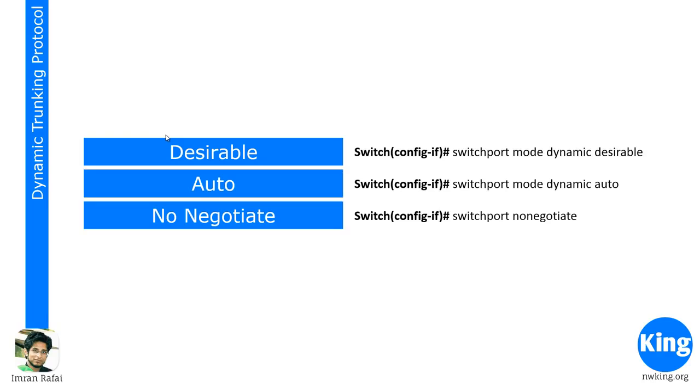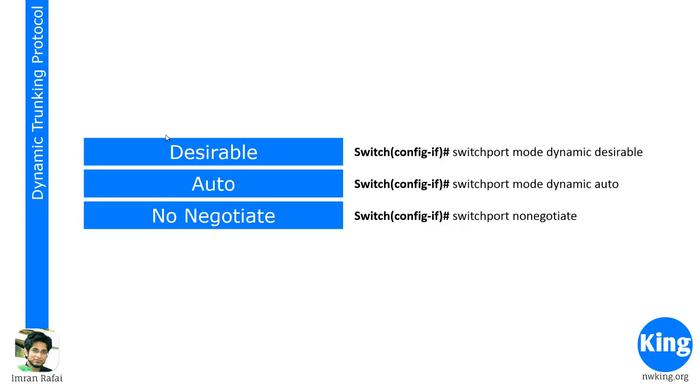But if there is a case where both these switches are in dynamic auto, then that's a problem. Both of them auto will do nothing, because dynamic auto is a very flexible state. It just waits for DTP negotiation. It will never initiate a dynamic trunking negotiation. So if you keep both sides as dynamic auto, then it will not work, right? So if you want to create trunking automatically, then you need to make one side at least, or both sides if you want, as dynamic desirable.